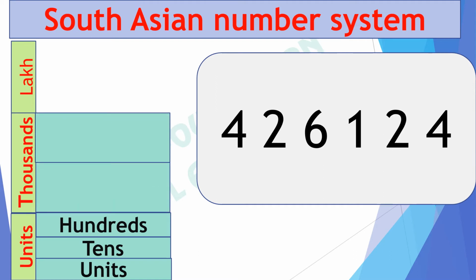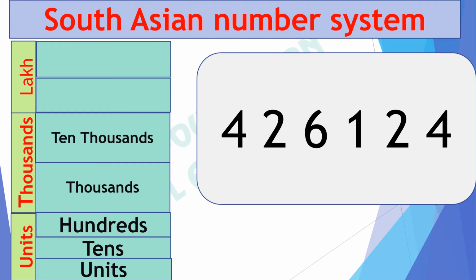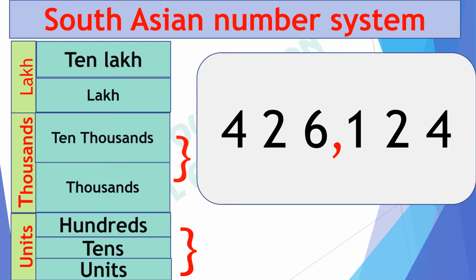Then it comes thousands period. It is divided into two groups: thousands and 10,000s. And then it comes lakhs. Lakh is also divided into two groups: lakh, 10 lakh. Here we can see that these three digits complete one period of units. So after three digits from the right side we will place the comma. Now there is second period of thousands. There are two groups. It means after two digits we will place the next comma.